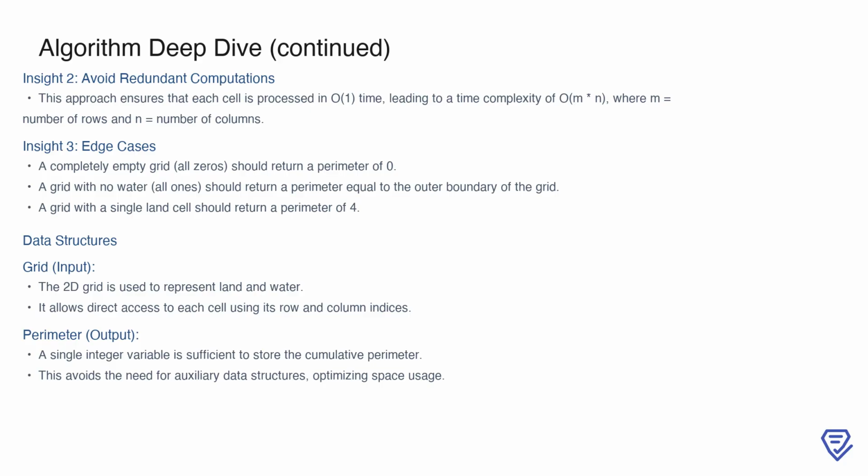Similarly, a single land cell in isolation will return a perimeter of 4, as all its sides are exposed to water. The algorithm also uses minimal data structures. The 2D grid serves as the input, allowing direct access to any cell using its row and column indices. The output, perimeter, is stored in a single integer variable, making the solution space efficient.